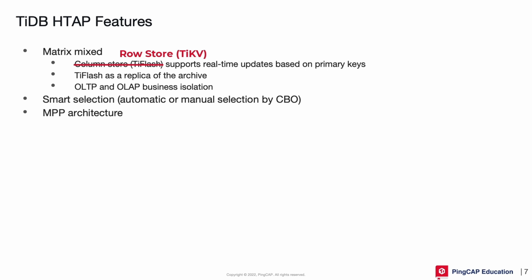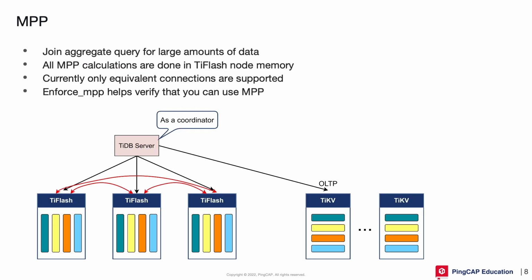And finally, MPP architecture. MPP enables acceleration of aggregation and connection operations on TiFlash. It's important to note that this can only be performed on TiFlash. In the MPP architecture, the TiDB server acts as a coordinator, and each TiFlash has a column store region and participates in the calculation as an MPP worker.